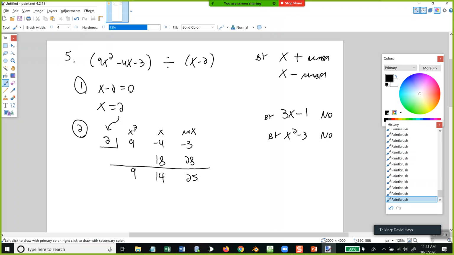Now this was an x squared. Straight down below it will be 1 degree lower. That'll be an x. This is no x, or a constant term, and this is our remainder. So our answer is going to be 9x plus 14 plus 25 divided by what we're dividing by, which is x minus 2.